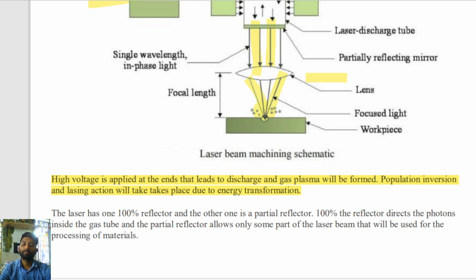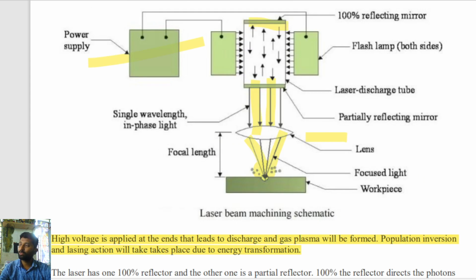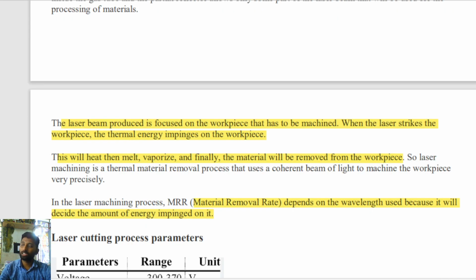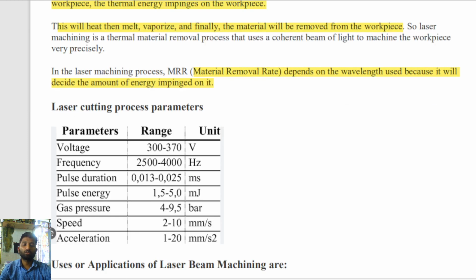So this diagram is to be drawn. This is actually not part of the question, but I have added it. Here there are additional parameters such as voltage, frequency, pulse duration, gas pressure, speed and acceleration. You can mention that these are the process parameters we can set within a range to get a good result. Material removal rate depends on the wavelength we are setting.